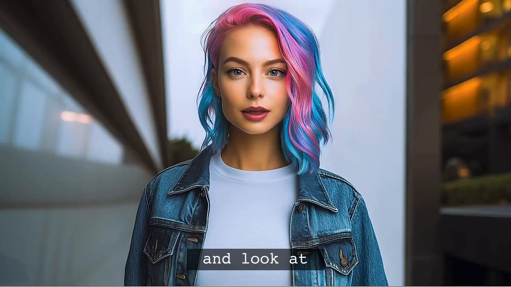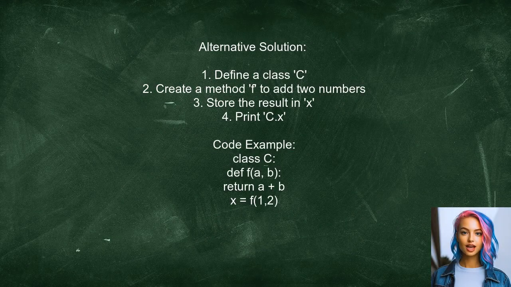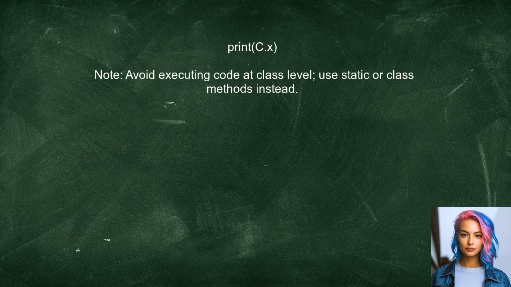Let's move forward and look at another answer. An alternative solution provided by another user demonstrates a simple class method. They define a class C with a method f that adds 2 numbers. The result is stored in X and printed. However, they caution against executing code at the class level, suggesting that it's better to use static or class methods or to run code at the module level instead.